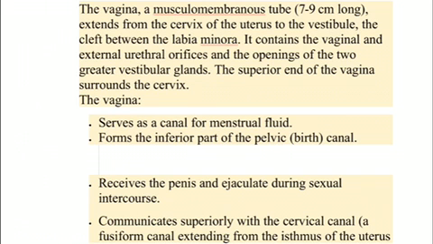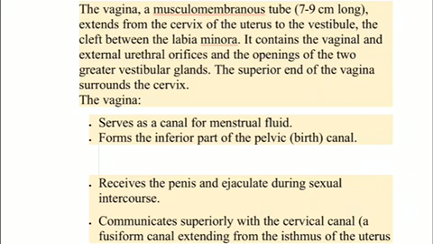The vagina has some functions. We love it because it serves as a canal for menstrual fluid. The vagina also forms the inferior part of the birth canal, the pelvic canal that serves as birth canal. Of course, the vagina receives the penis and the ejaculate that comes out during sexual intercourse. The vagina communicates superiorly with the cervical canal.